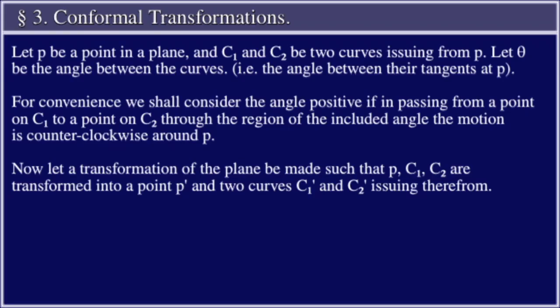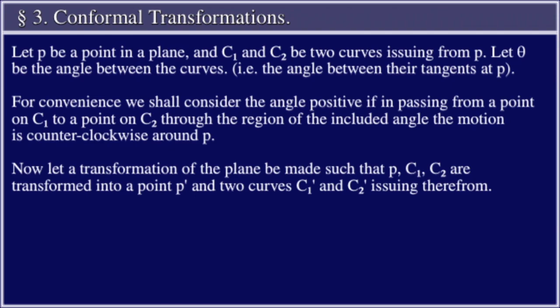Let P be a point in a plane, and let C1 and C2 be two curves issuing from P. Let theta be the angle between the curves, i.e. the angle between their tangents at P. For convenience, we shall consider the angle positive if, in passing from a point on C1 to a point on C2 through the region of the included angle, the motion is counterclockwise around P.